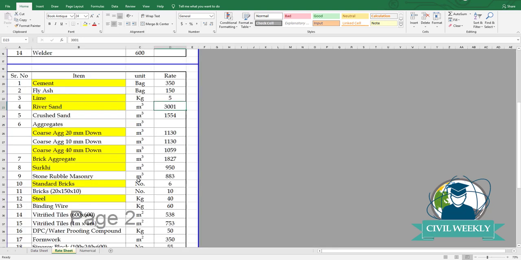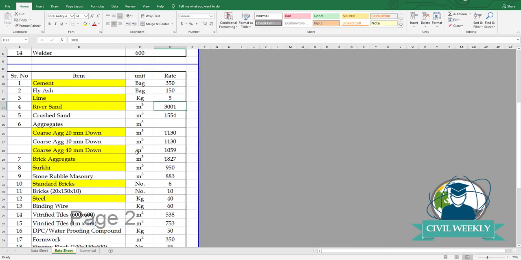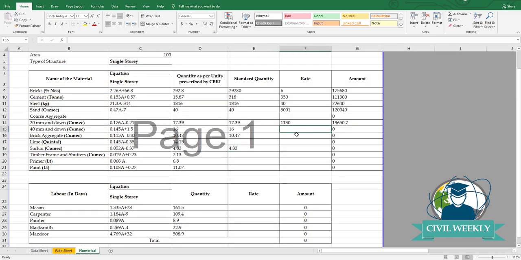So I will just take the rates. Rates are for 20 mm down it is 1130. So 20 mm down is 1130. For 40 mm down it is 1059. So I will just substitute the values, 1059.